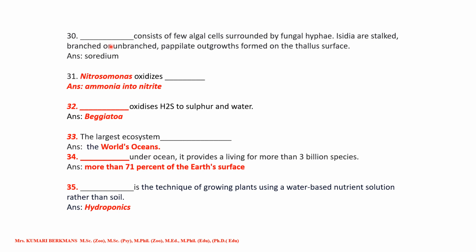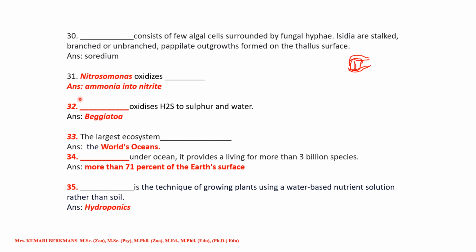30th one. Dash consists of a few algal cells surrounded by fungal hyphae. Isidia are stalked, branched, unbranched, papillate outgrowths formed on the thallus surface. So dash consists of a few algal cells surrounded by fungal hyphae. The answer is soredium. Soredium consists of a few algal cells surrounded by fungal hyphae. You can see this is the algal cell, which is surrounded by hyphae. It is fungal. So this is called soredium.